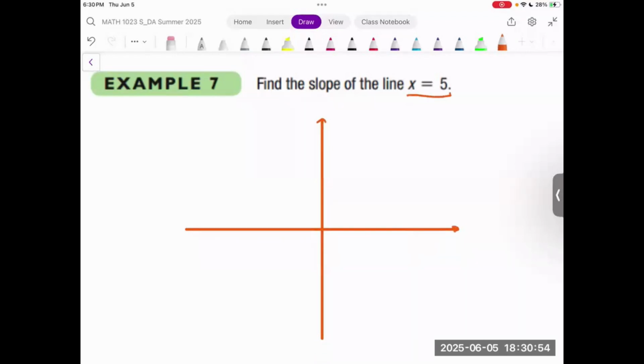Since this is saying x equals 5, you're going to identify on the x-axis the 5. So from the 5 there, can you go vertical or horizontal? Horizontal doesn't make sense because if I go horizontal, where are you going to go? You're going to be on the x-axis, right? Doesn't make any sense, right? So the only option left is the vertical line.